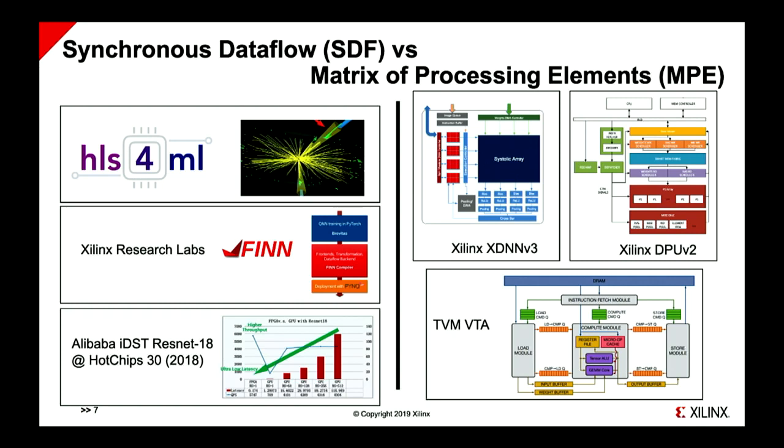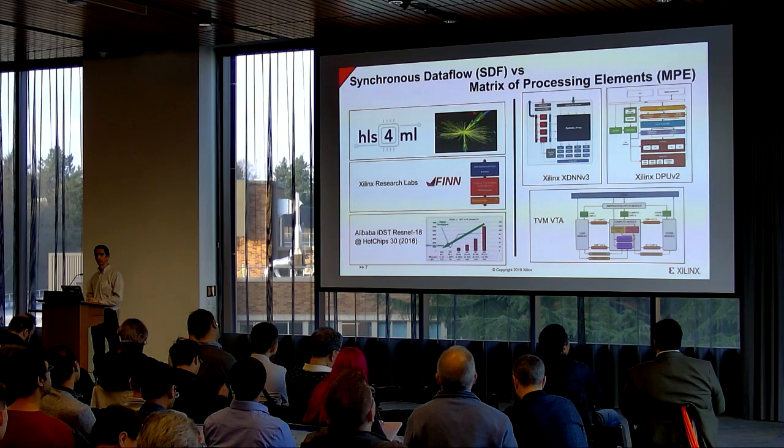And then, of course, there's the TVM VTA architecture, which also has a systolic array. There's a GEMM core within it. And again, you have an instruction set. It actually has some characteristics of the left-hand side, where you can tune the model for specific networks. But it still has a core block, which does all the computation.